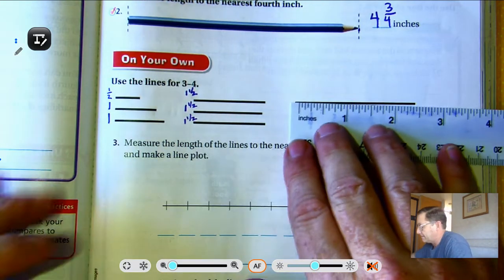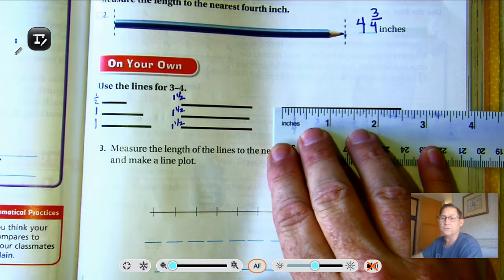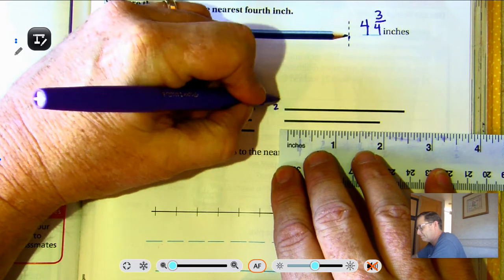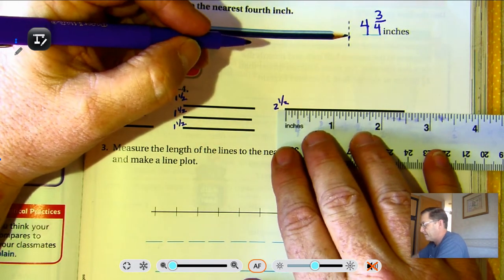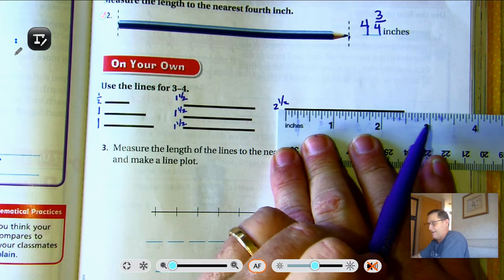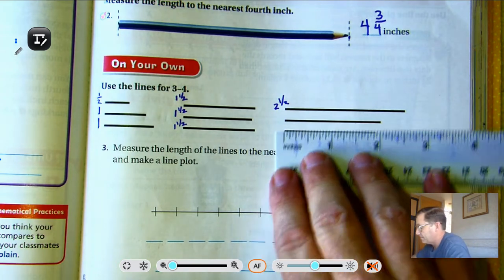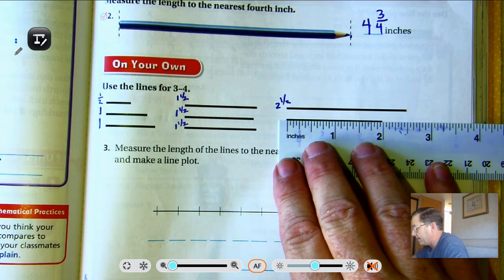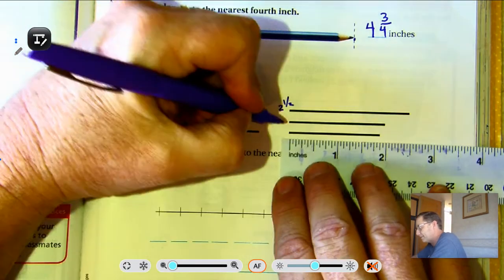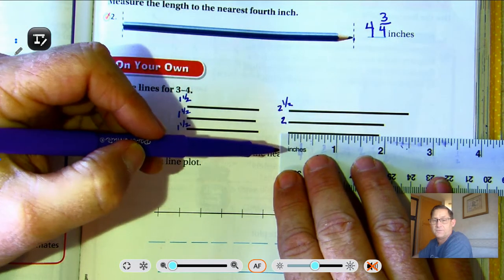All right, this next one. That's a really long one, right? It's 2.5. It was exactly halfway between the 2 and the 3. 2.5. Our next line, it's sitting right at 2, right? Okay. And our last line, right at 0.